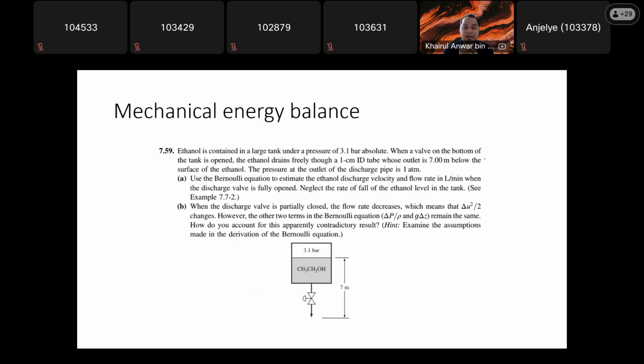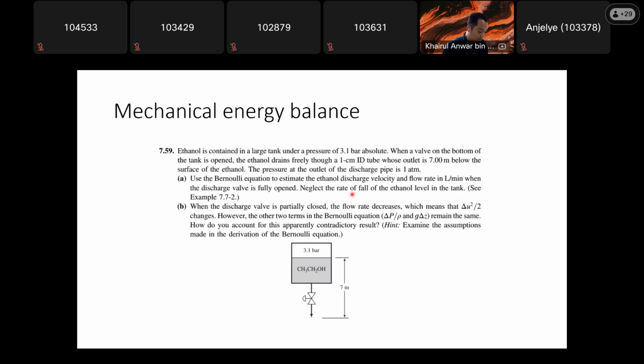The tank is open, above is 1 bar. The bottom of the tank is open. The ethanol runs freely through a pipe. The outlet of the pipe is 7 meters below the surface of the ethanol. Use the Bernoulli equation to estimate the ethanol discharge velocity and flow rate.